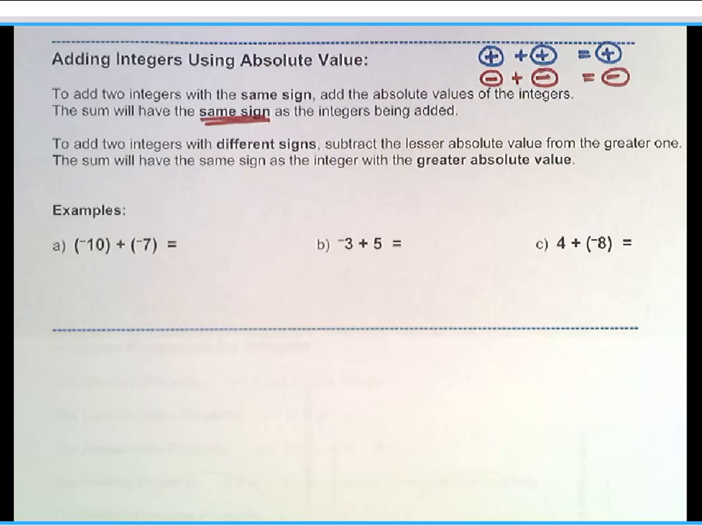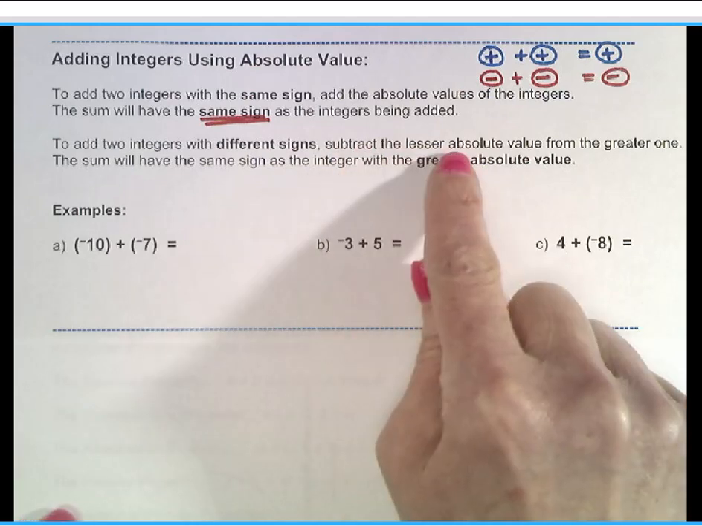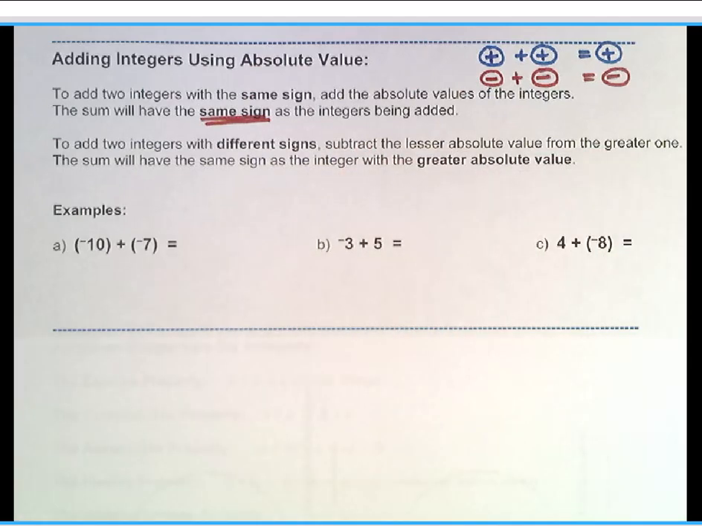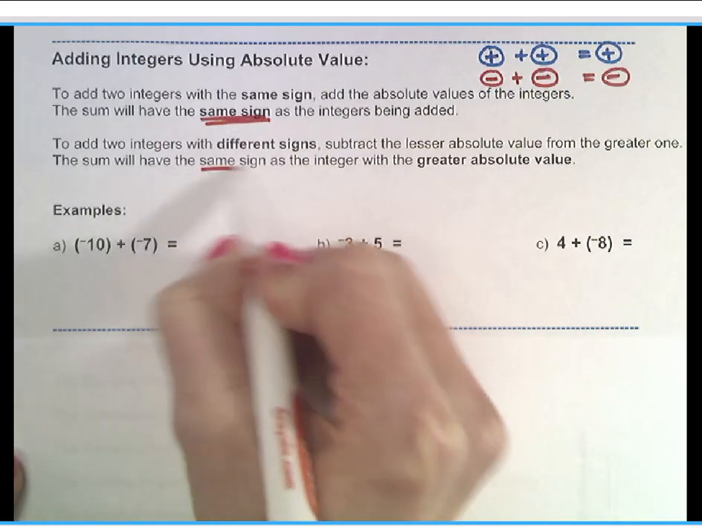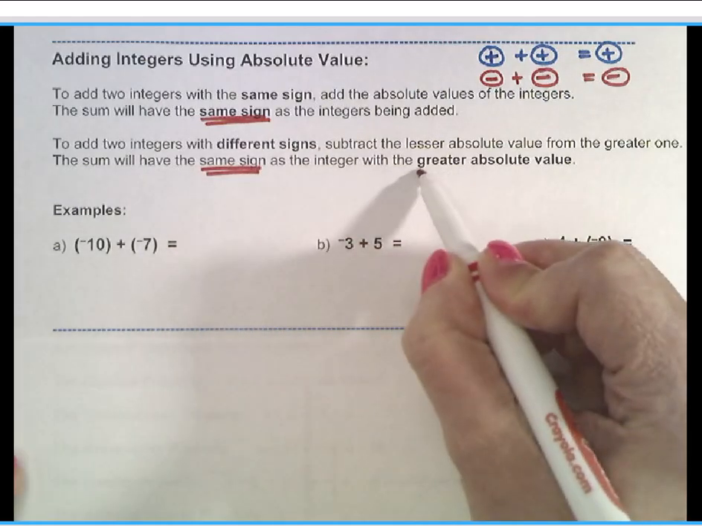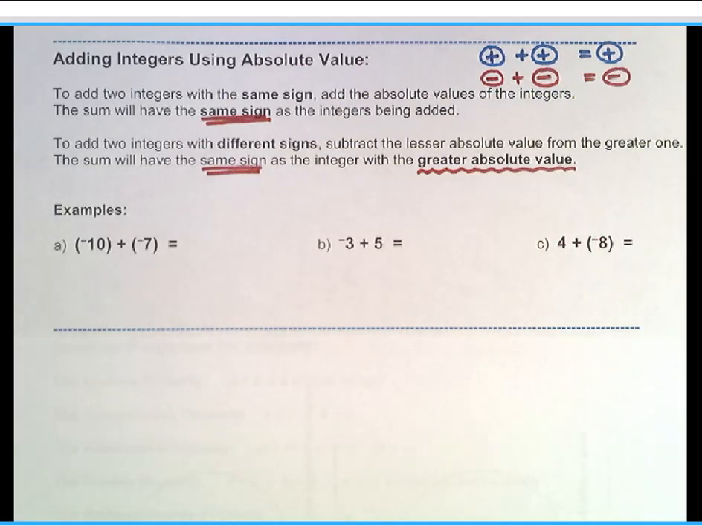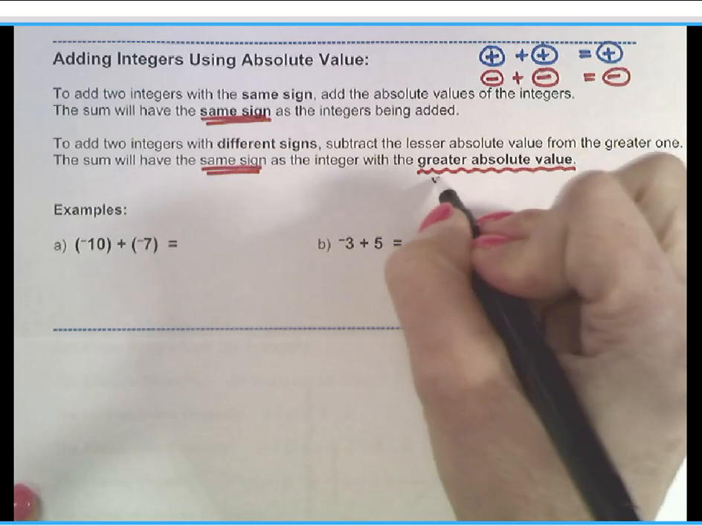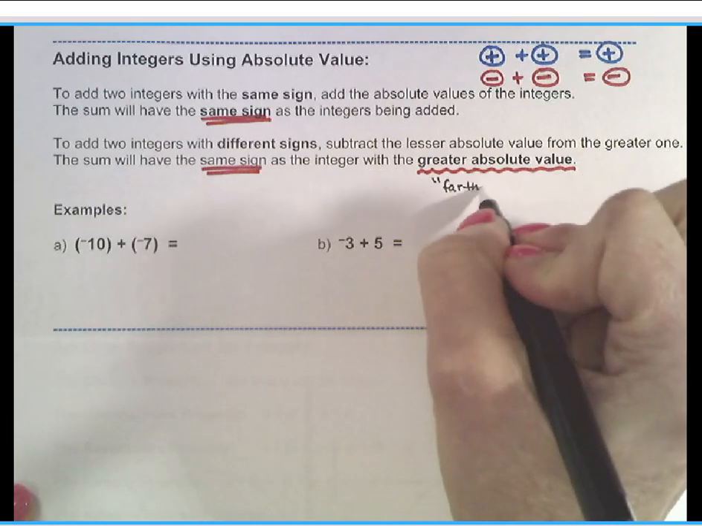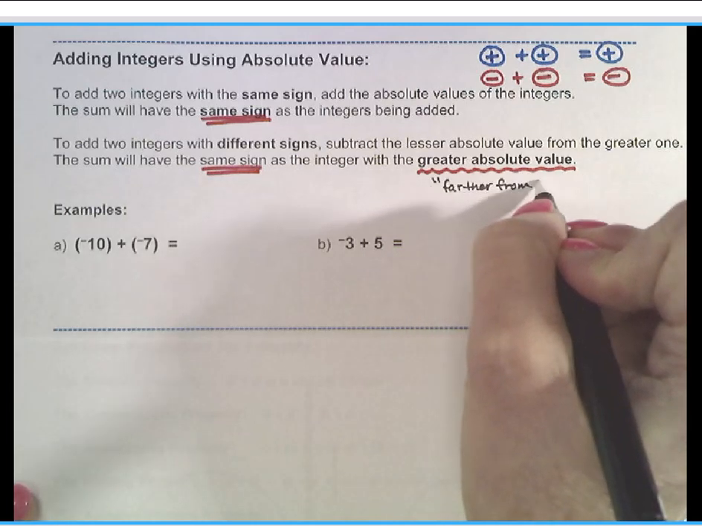But here's where this really helps. To add two integers with different signs, it says you subtract the lesser absolute value from the greater one. So ignore the signs. They're going to have different signs. Ignore the signs. Subtract the two numbers, and your answer will have the same sign as the integer with the greater absolute value. In other words, the integer that is farther from 0.